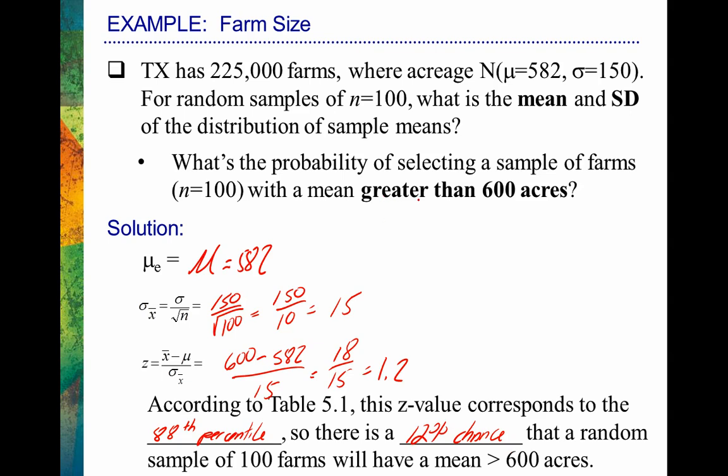All right, so in this case, we wanted to figure out what proportion was greater than 600 acres. Our table shows us the percentile. You'll recall that the percentile is showing us that 88% of the sample means are at that value or below. So if I wanted to figure out what proportion were at that value or above, I would need to figure out what's above 88%. There's 12% left. All right, so again, this would be relatively rare: we would find 100 randomly selected farms with an average acreage of 600 about 12% of the time.